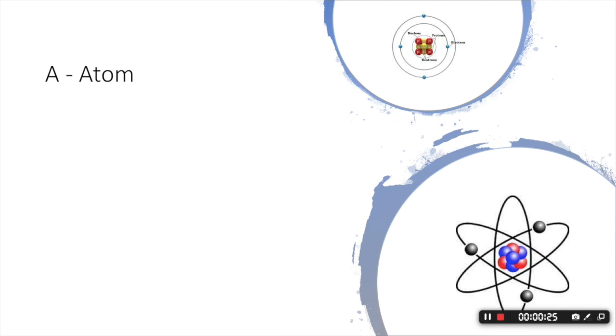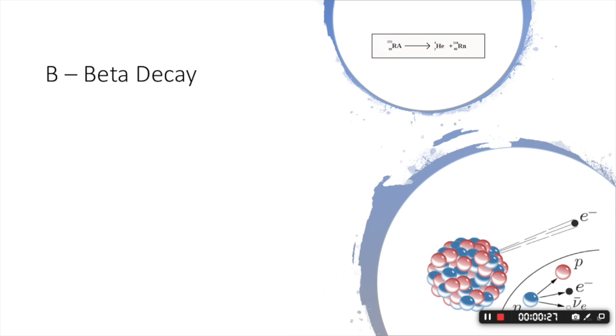B is for beta decay. Beta decay is a type of radioactive decay. The atom has a nucleus with too many neutrons and not enough protons, so one neutron turns into a proton and a fast-moving electron. During the decay, a beta particle is released. In the reaction, the atomic mass does not change, but the atomic number does.